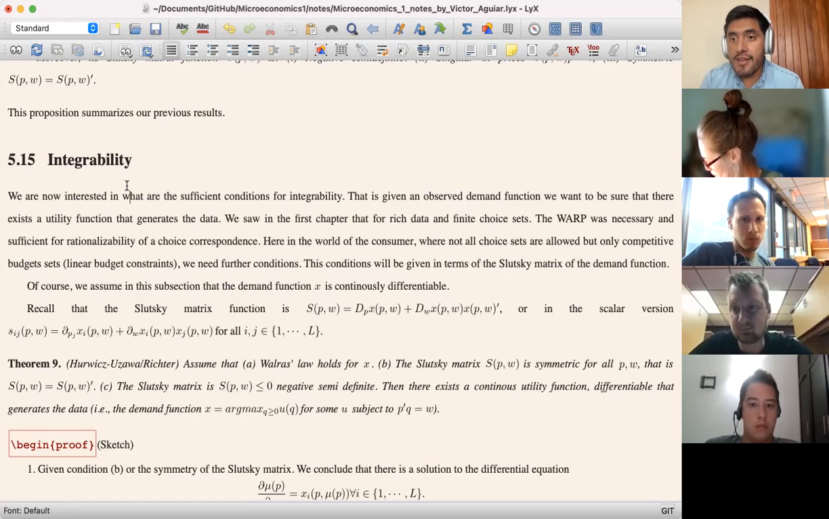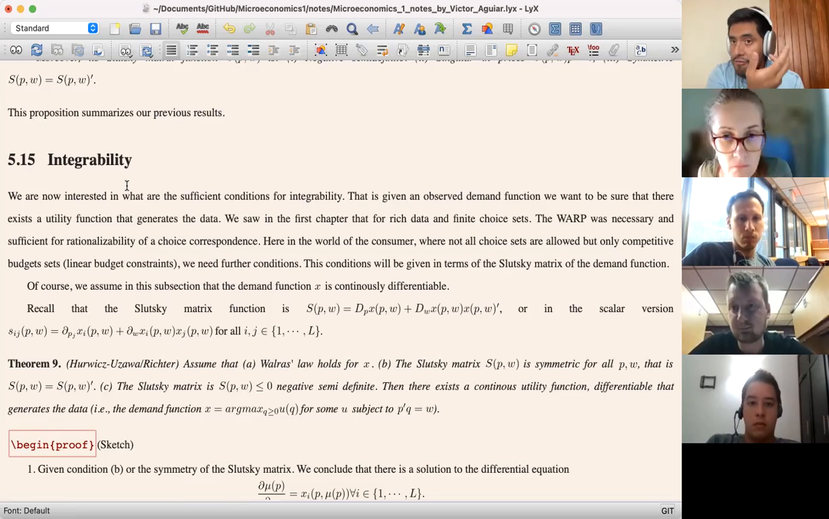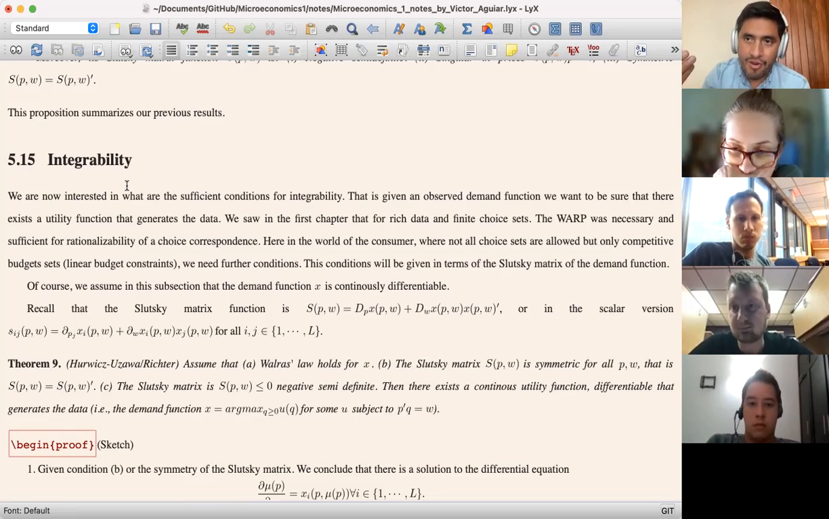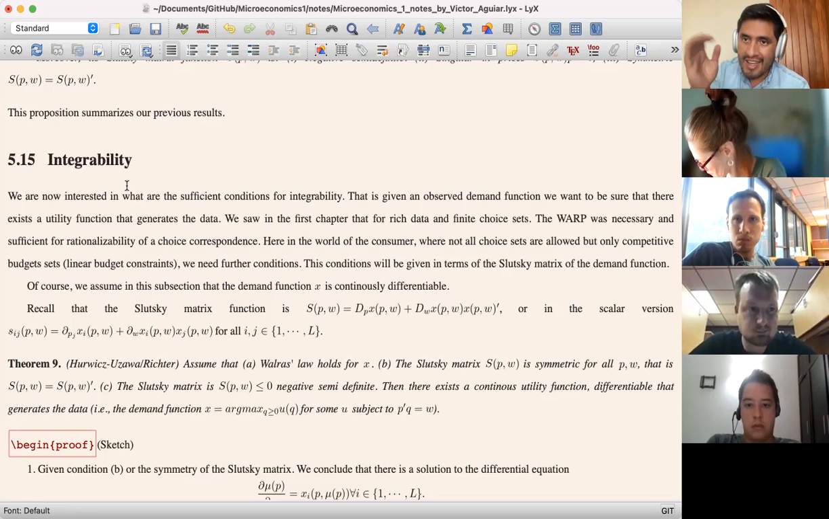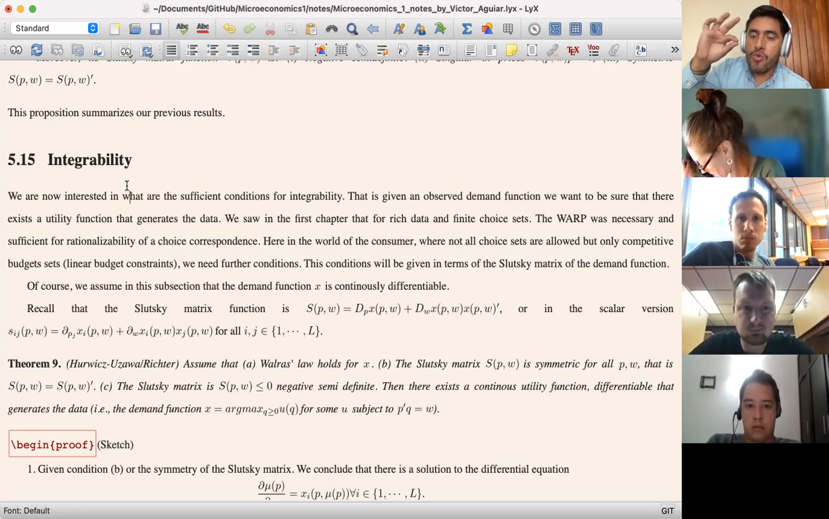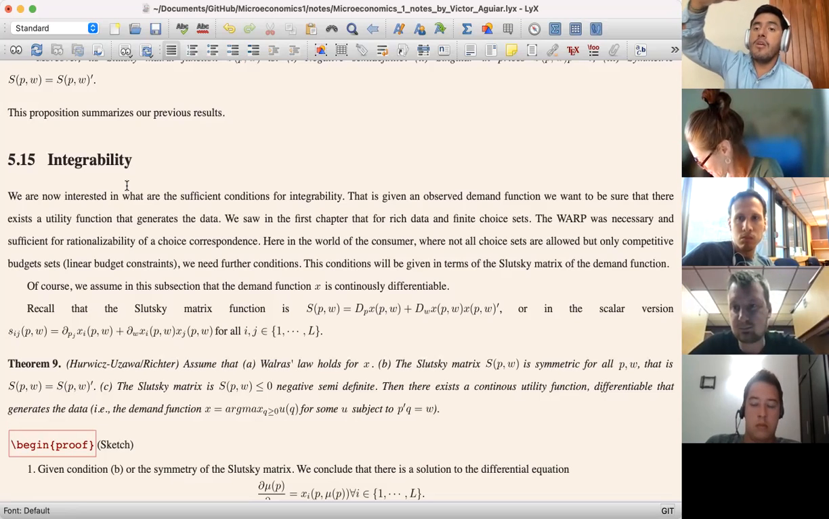Who remembers the Roy identity? I spent some time discussing. The Roy identity basically links the indirect utility, through the gradients, to the demand function, okay? So essentially, the demand function is a derivative of the utility. In fact, it's a partial derivative. Each entry is a partial derivative of the utility. So we're going to go from knowledge of partial derivatives, hence the demand function, and try to recover the underlying indirect utility, and then finally the direct utility.